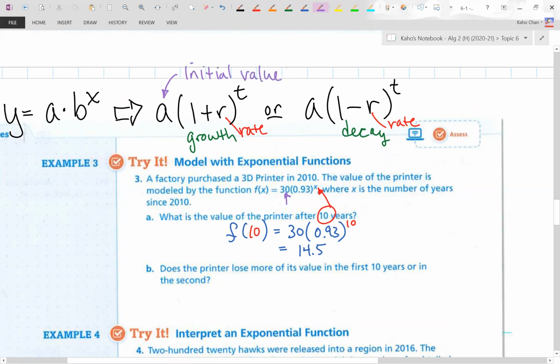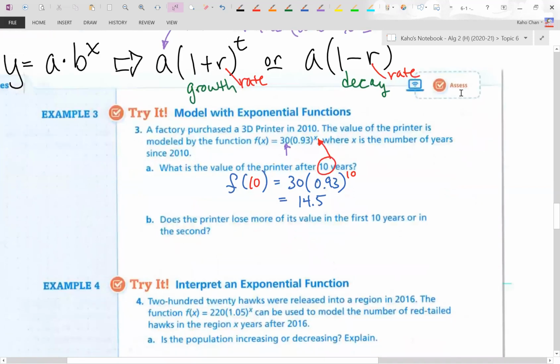That's where you start, okay? Your initial value. This is when x or t is equal to 0. When it starts. Our starting value was 30. It could be $30,000. I don't know, $100, $30 million. They're not really specific about that. But it drops to 14.5. That definitely is a drop.